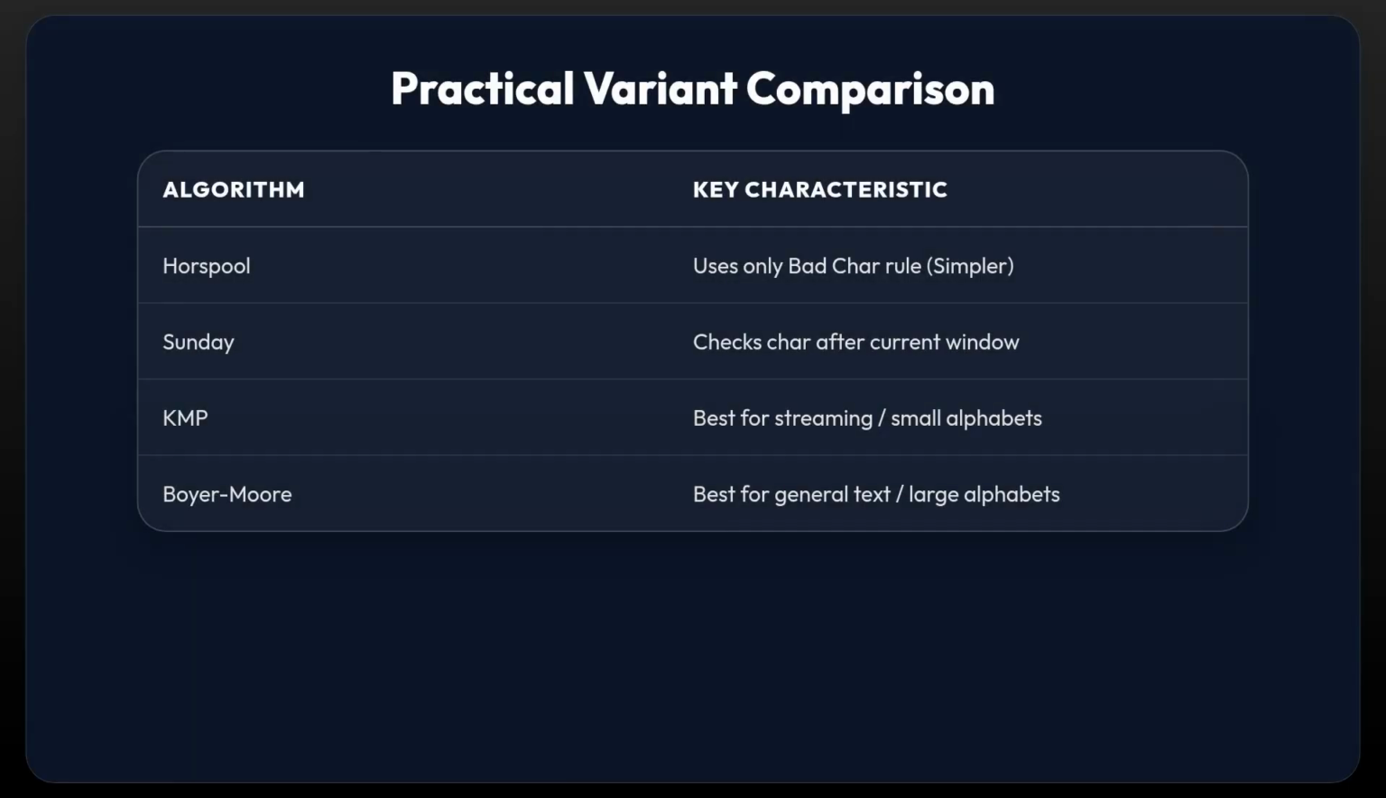In practice, engineers often use simplified variants. The Horspool algorithm drops the complex good suffix rule, relying only on the bad character shift. Sunday's algorithm looks at the character immediately following the current window for even larger jumps. For general text, these are often faster due to better processor cache locality.